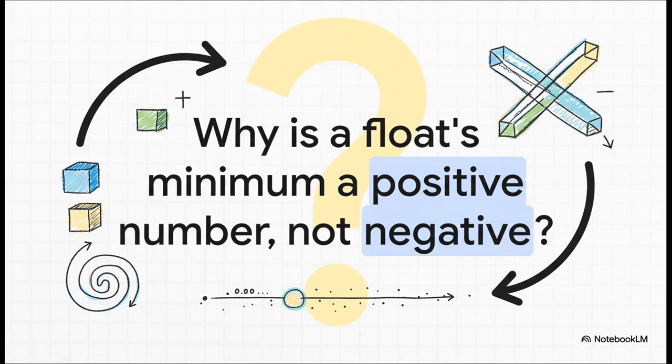So you now understand the finite canvas, at least for integers. But there's a deeper mystery here. If you look up the limits for a floating point number, why is its minimum value a very small positive number and not a large negative one like an integer? The answer lies in the strange and fascinating geometry of how I store decimal numbers. But that is a story for another time.